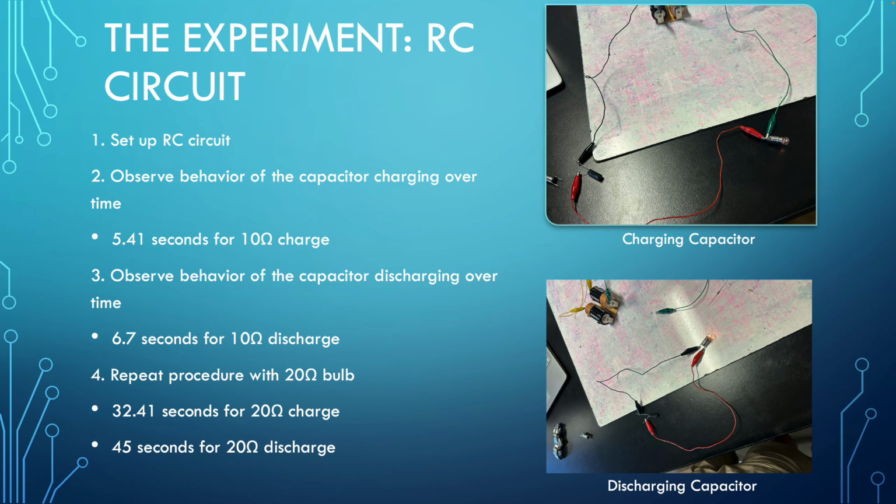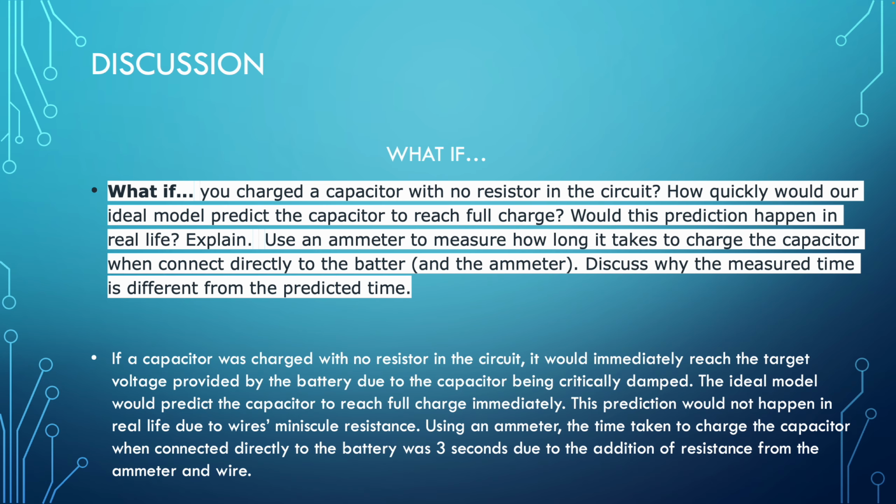Here's our RC circuit. This was the second part of the lab. We set up an RC circuit, and then we observed the behavior of the capacitor charging over time. On the top, you can see the charging capacitor, and on the bottom, you can see the discharging capacitor. It took 5.41 seconds for the 10 ohm light bulb to charge, and 6.7 seconds for the 10 ohm bulb to discharge. Then we repeated that procedure with the 20 ohm bulb, and we got 32.4 seconds for a charge and 45 seconds for a discharge.